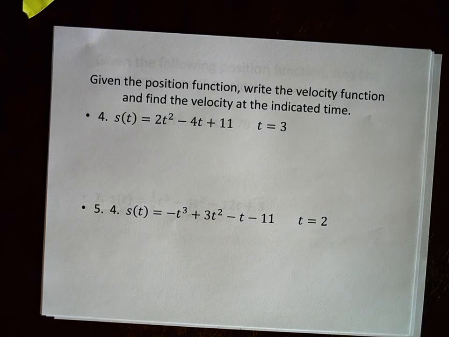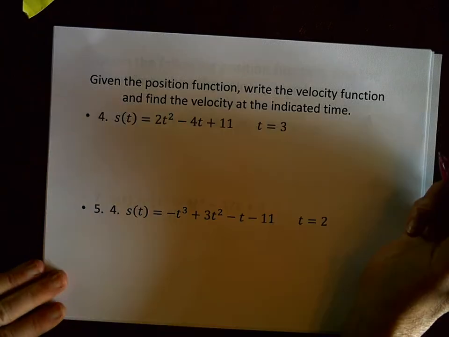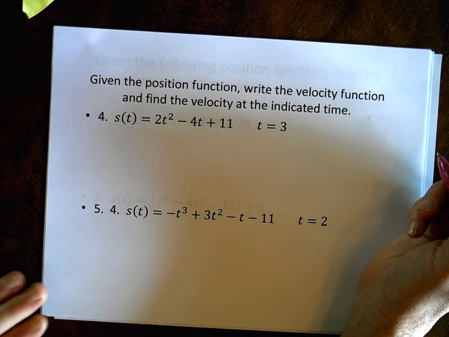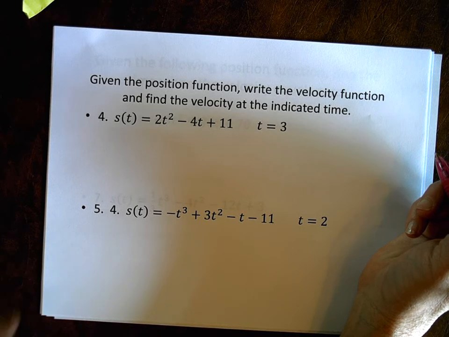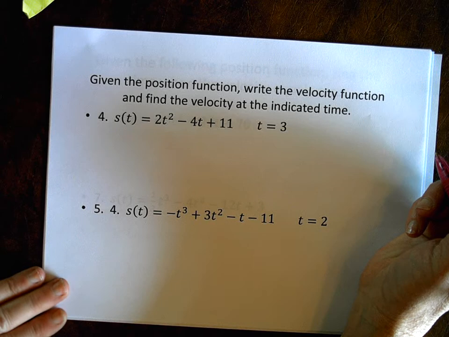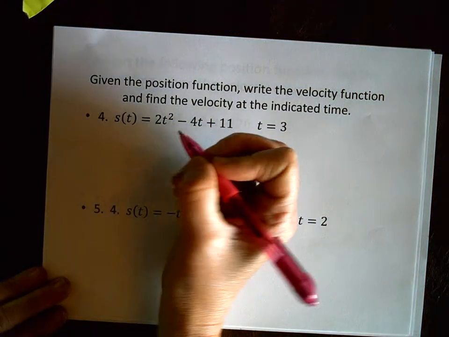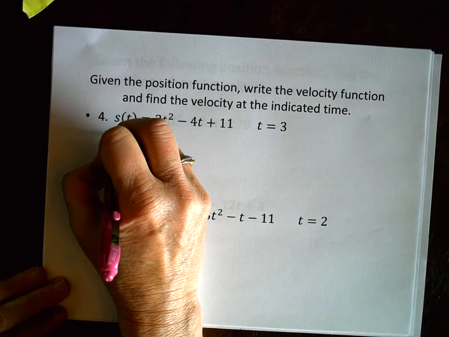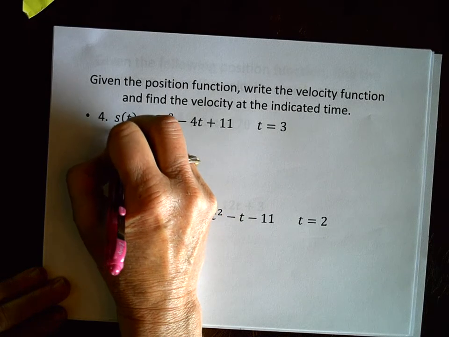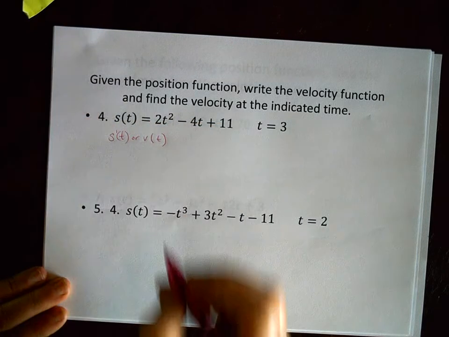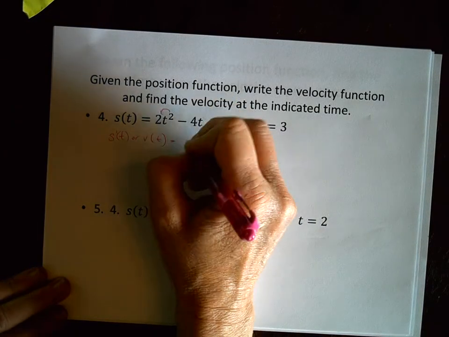Okay, so we're going to go through this, and when you get to the worksheet, there's a lot of different parts to it. So the first part says, given the position function, write the velocity function, and find the velocity at the indicated time. So you understand t is time, whatever time it is. So we first need to find the velocity function. So we could either write s prime of t or v of t, it doesn't matter, they mean the same thing, and we're just going to use the power rule.